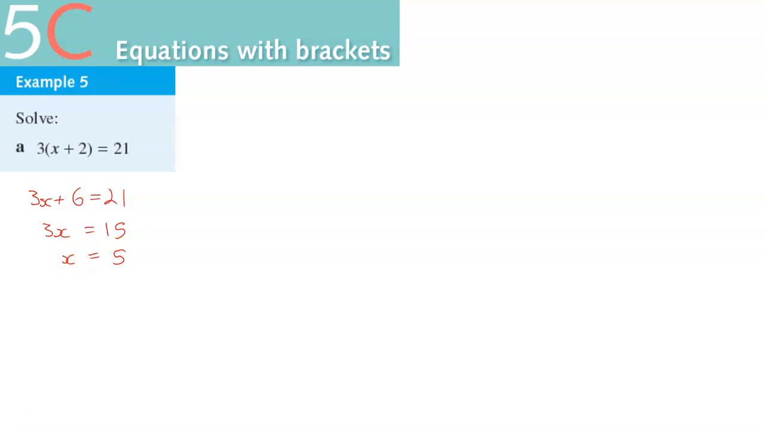In this case though, I can notice that 3 is a factor of 21. So an alternative method I can use is divide both sides by 3 and then subtract 2. So you see we get the same solution, which is correct. Remember, we can check our working by taking our solution and substituting it back into our equation. So 5 plus 2 is 7, times 3 is 21. So I know I've got the answer correct.